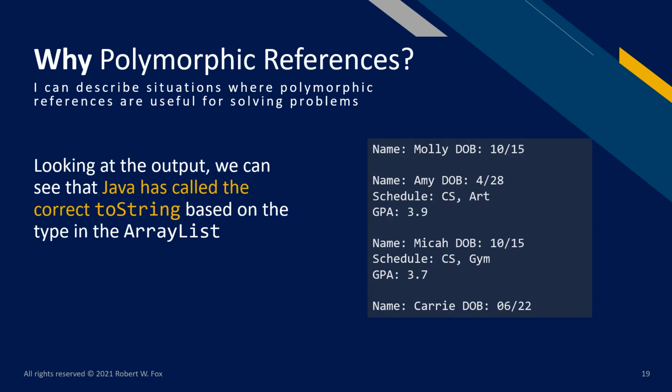On the right, we have the output of print lining all the elements in the array list. And what you can see is that because the first object and last object were persons, we get one toString, and the middle two objects were students, and so Java automatically called their toString. And so it's really cool that Java can figure that out on the fly using that dynamic binding.